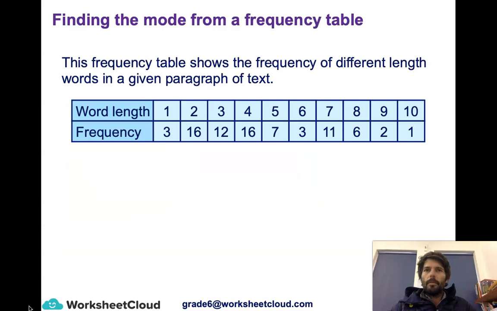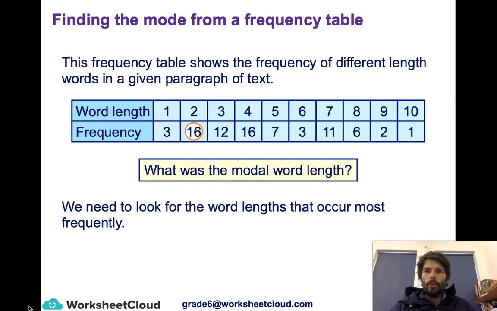We can find the mode from a frequency table. The frequency table given to you on the screen shows the frequency of different length words in a given paragraph of text. If we can read that frequency table properly, word length of 1 occurs 3 times. Word length of 2 occurs 16 times. Word length of 3 occurs 12 times. Word length of 4 appears 16 times. So you need to work through that frequency table and have a look which word length appears the most often.